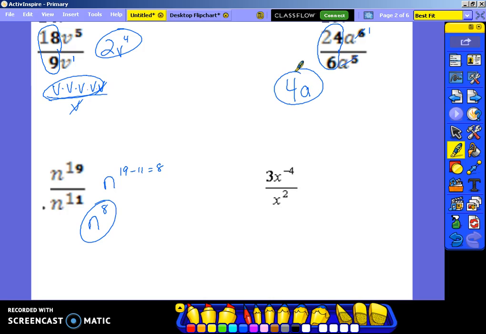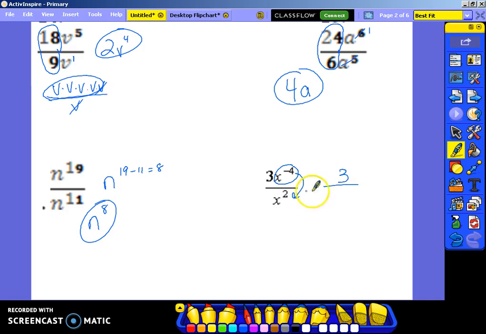Alright, and the last one, the only coefficient I have is 3, so I'm going to leave 3 on top. I have x to the negative 4th power. I cannot have negative exponents. Anytime you see a negative exponent, you need to go ahead and move it. If it's in the numerator, you need to bring it to the denominator to make it positive. If you have a negative exponent in the denominator, you need to bring it to the numerator to make it positive. You have to cross this vinculum, the fraction bar, in order to make a negative exponent positive.